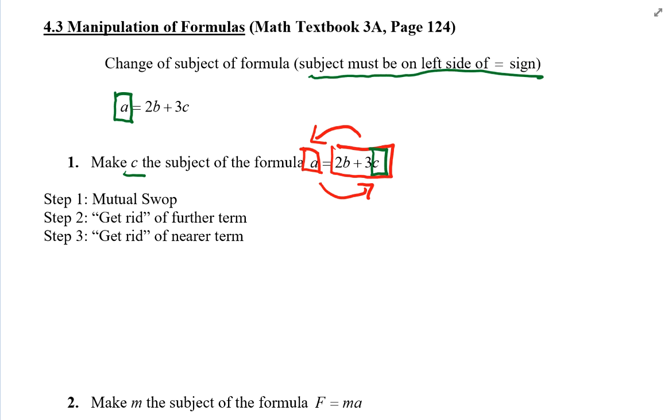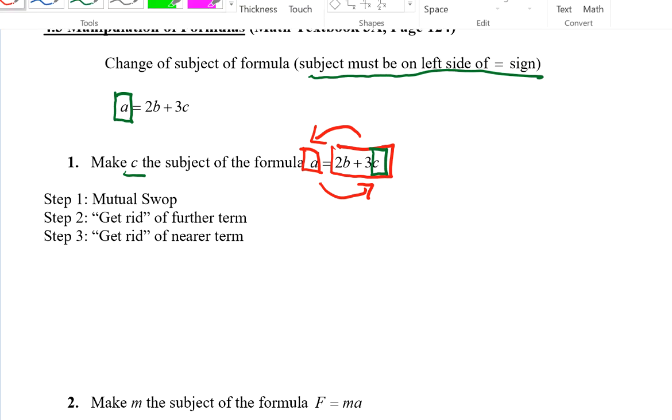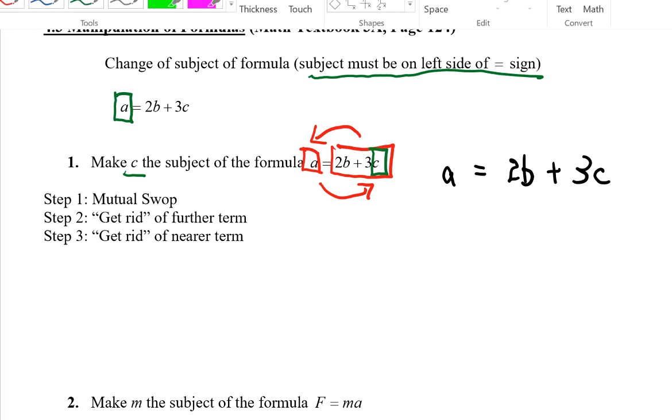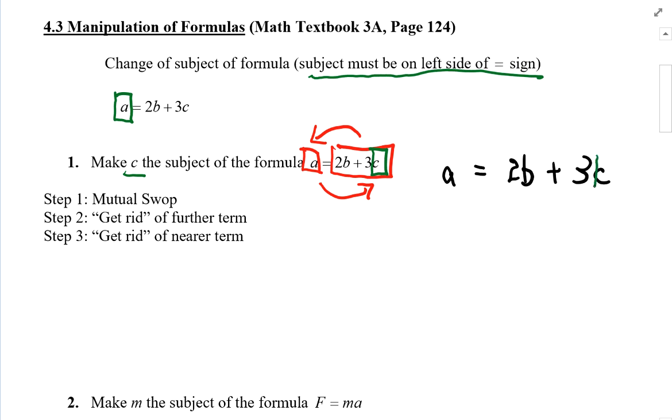Okay, I'm going to do that right now. So I'm going to copy the question. A is equal to 2B plus 3C. As I said, alright, I would put the box to the subject, which is letter C. Now, I will need to do a mutual swap. Meaning, what do you see on the right side of the equal sign? 2B plus 3C. Yes, I rewrite it on the left side.